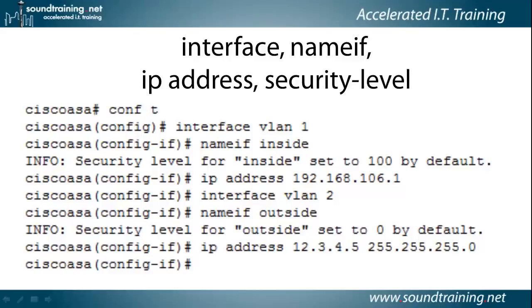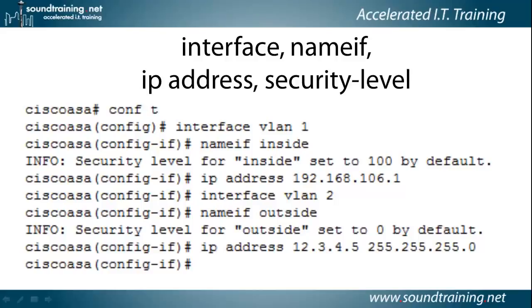If you wanted to use a non-standard mask, like say a 27-bit mask or something like that, then you would have to explicitly configure that. Next we go to interface VLAN 2, and we use the nameif command to give it the name outside. It automatically sets the security level to 0 by default for the outside, and again you can change that if you want to, but typically you wouldn't.